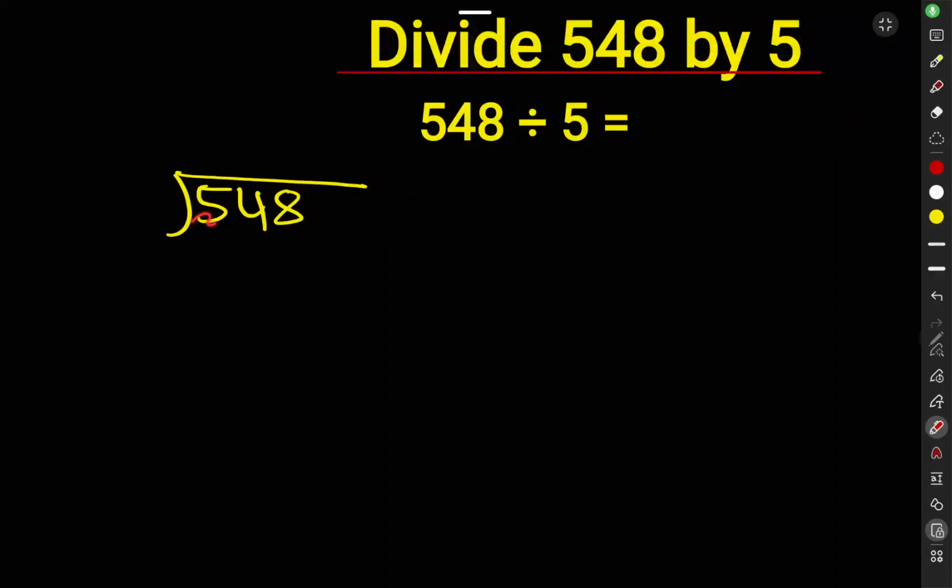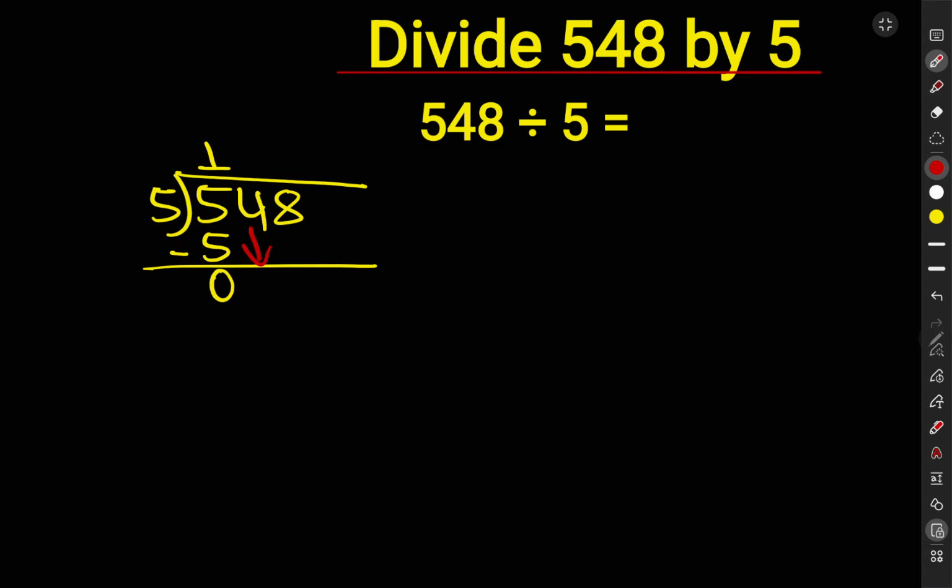We divide 548 by 5 in long division method. 5 times 1 is 5. On subtracting we get 0.